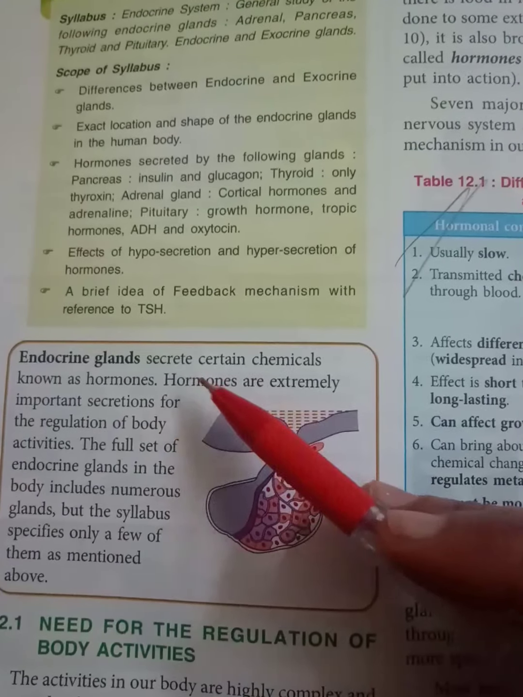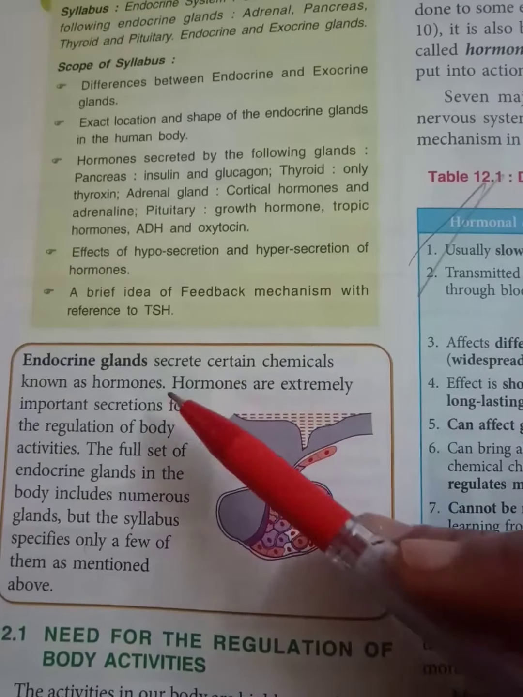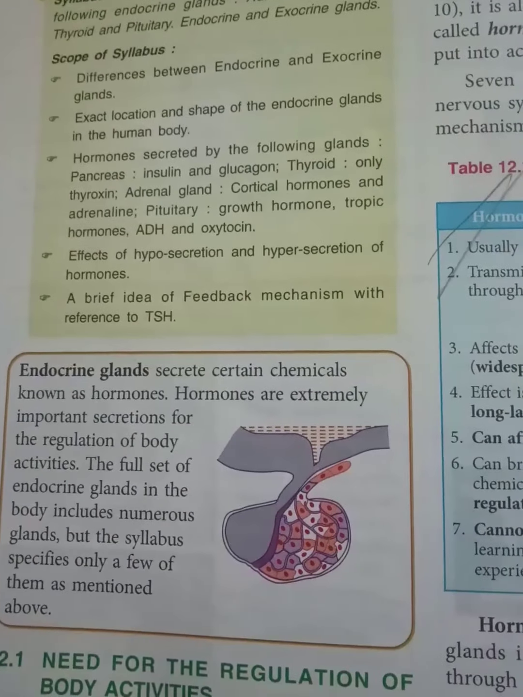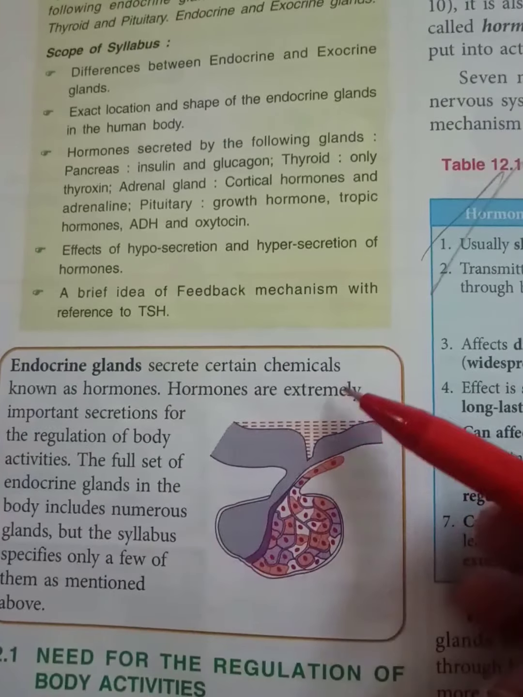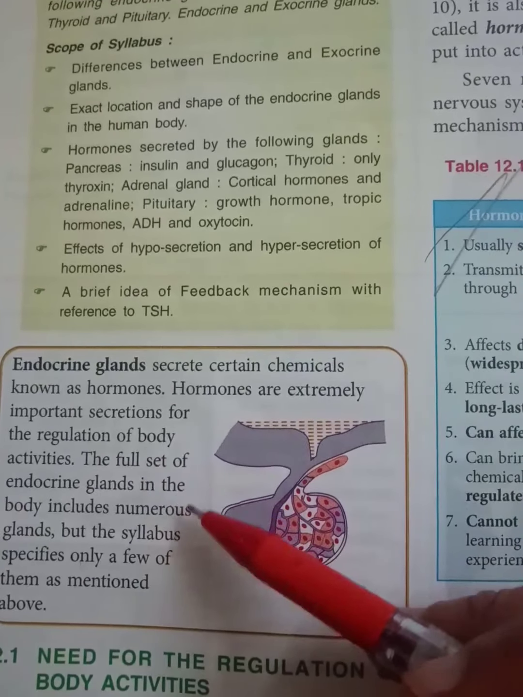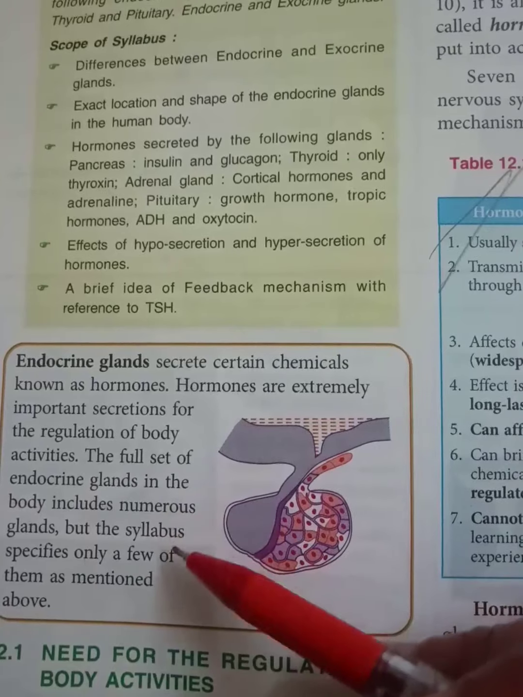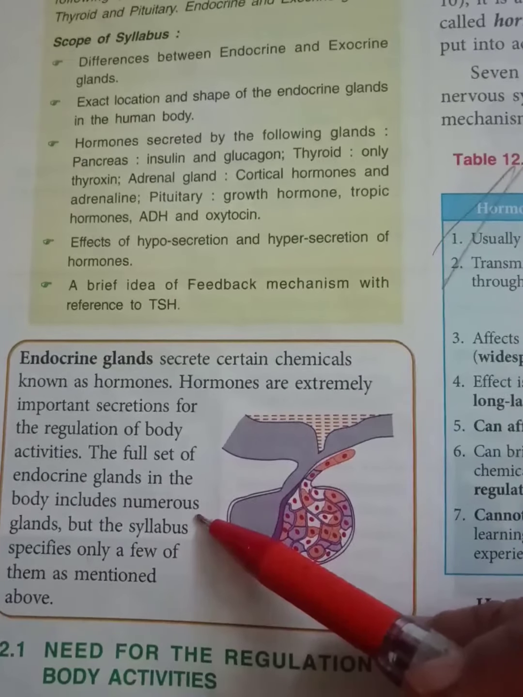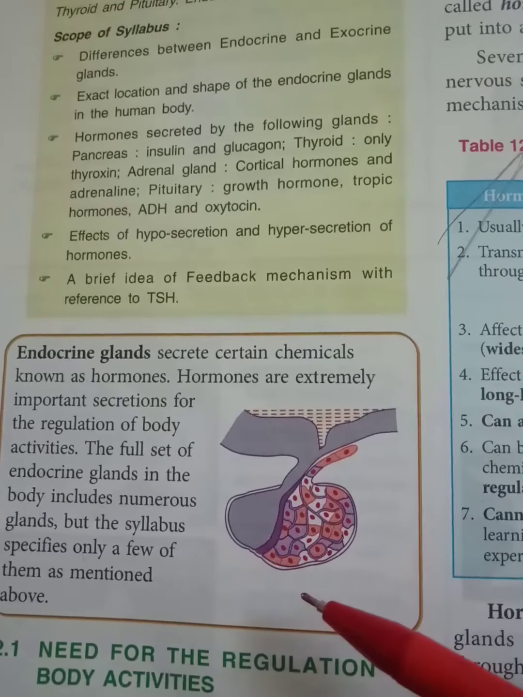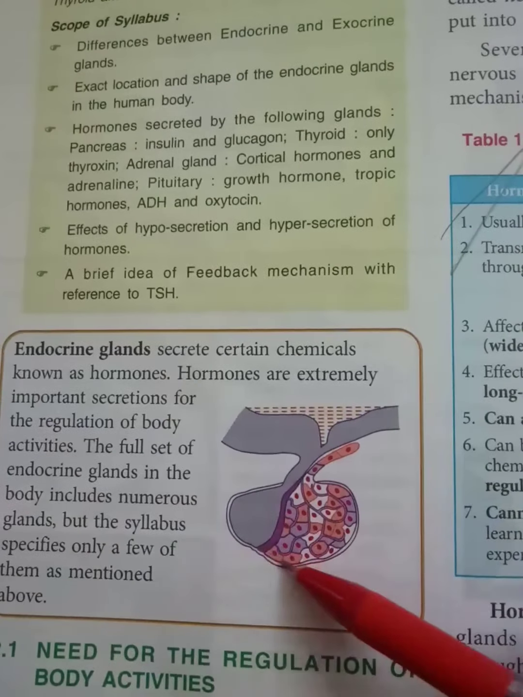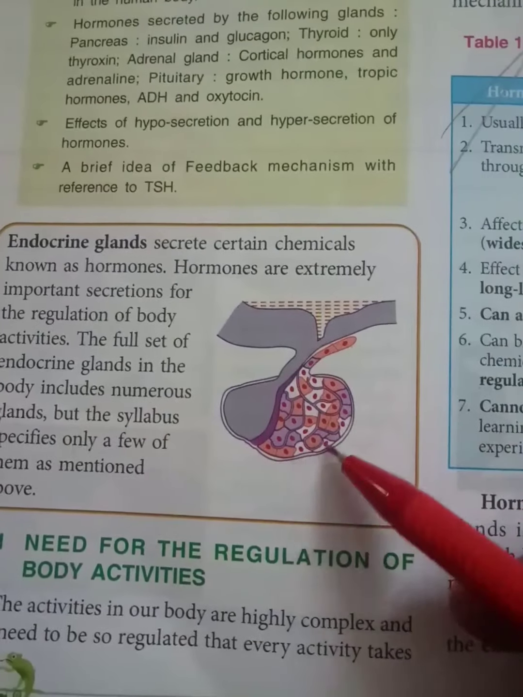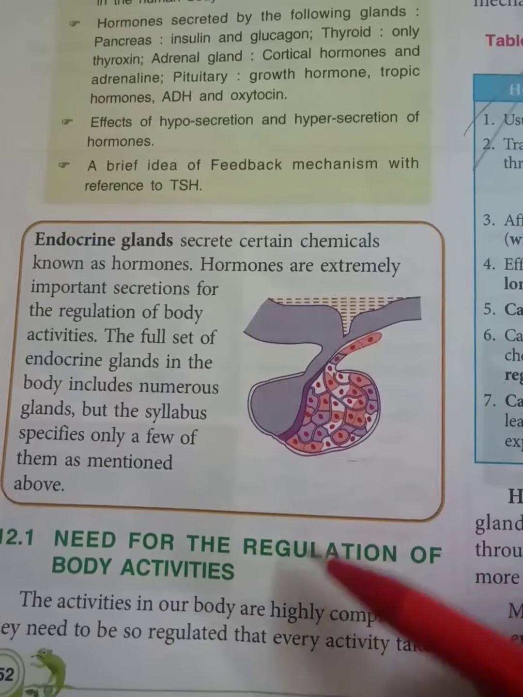So, endocrine glands secrete certain chemicals which are known as hormones. In this chapter, basic knowledge you had in 8th standard even. So, hormones are extremely important secretions for the regulation of the body activities, and the full set of endocrine glands in the body include numerous glands, but only a few we have in our syllabus that we are going to discuss. This one is the diagram of the pituitary gland, okay, which is located in the brain region near to the hypothalamus.